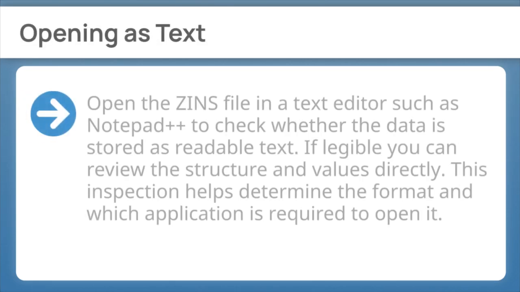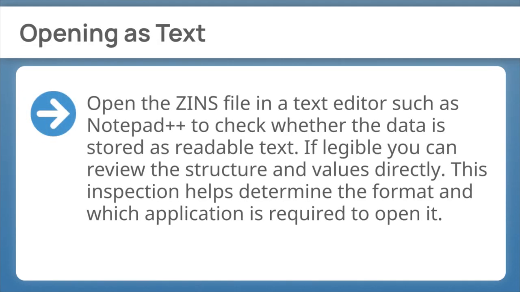Next, opening as text. Open the ZINS file in a text editor, such as Notepad++, to check whether the data is stored as readable text. If legible, you can review the structure and values directly. This inspection helps determine the format and which application is required to open it.